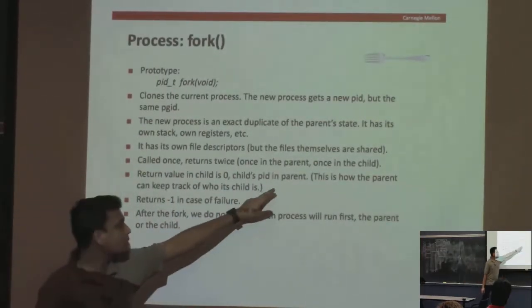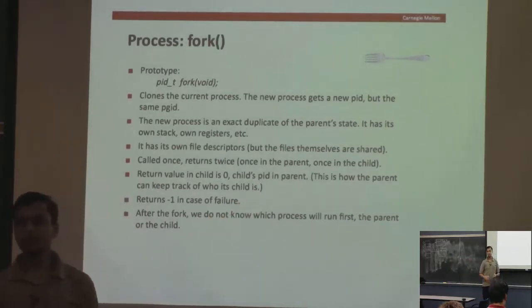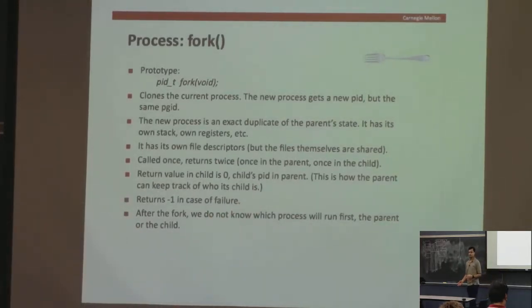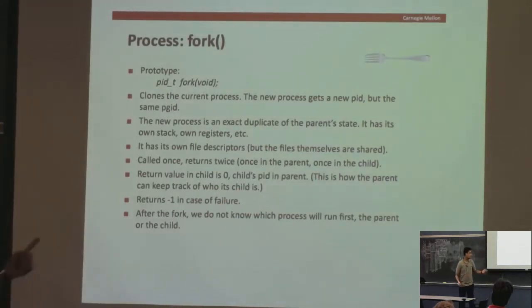Why does the parent need to know this? Because the parent needs to keep track of what child it created, and the best way for it to keep track is to get the PID. Since the PID is unique for each process, the parent will know, okay, once I have the PID, I have a unique identification for the child that I've created. So this is the unique ID that it will maintain. And in case the fork fails, it returns a -1.